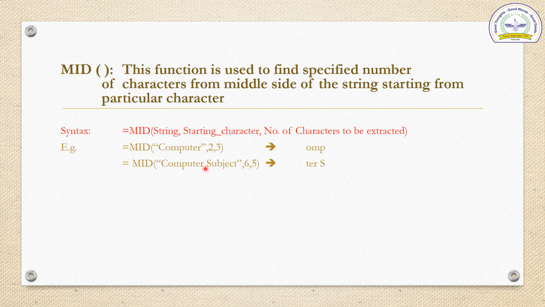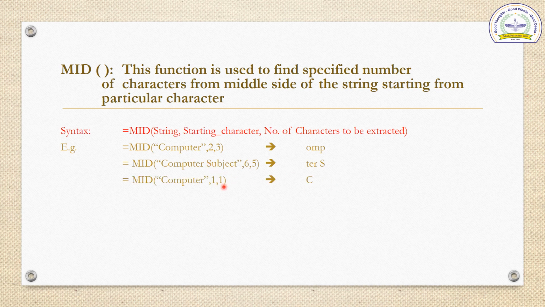So the output becomes T, which is the sixth character, then the seventh is E, R, the space is becoming the fourth character of the string that needs to be extracted, and the fifth one is S. So the output is T, E, R, space, S.